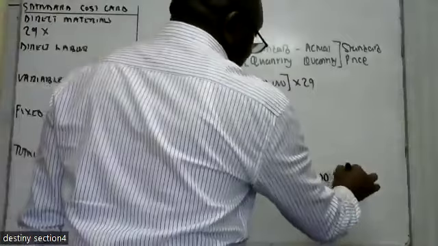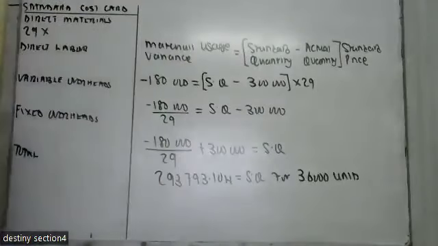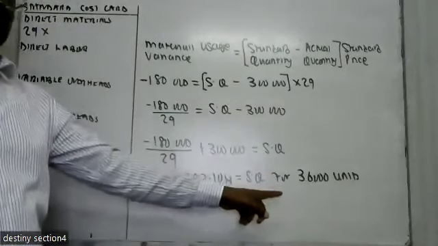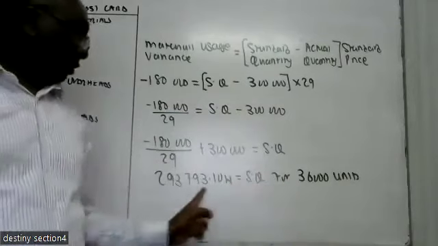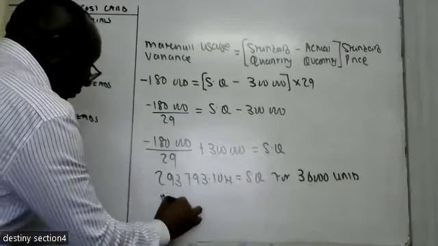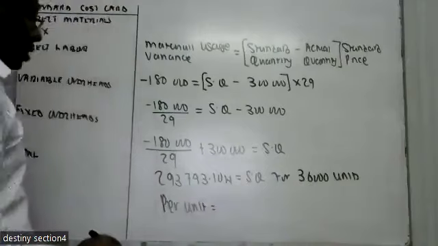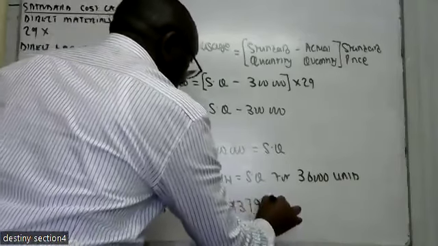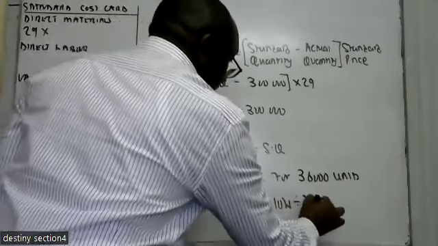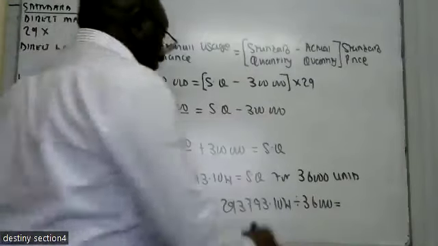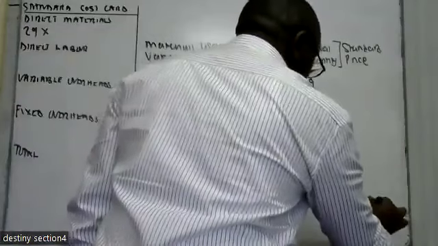For 36,000 units. Remember the formula from the other question we answered, where we said 5 times the actual production, that is how we got the standard quantity. So per unit it should be 793,104. You divide by the 36,000 and get 8.16 kilograms.